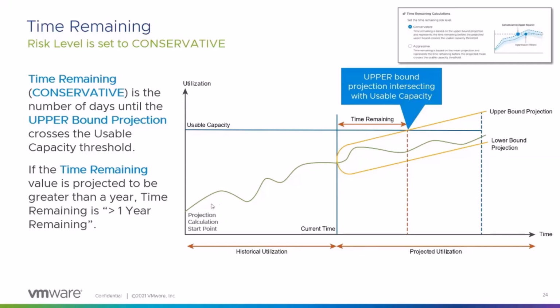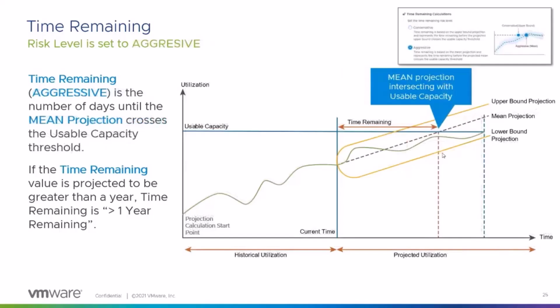Everything on the left is my historical utilization, and everything on the right is the projection we're looking at. With that, we'll switch over and show the aggressive. It should look very similar, but now we have this dashed line in the middle, which is the mean between the upper and lower bounds. Now we're looking at where that mean line intersects with my usable capacity, and that's where my time remaining comes from. So we've only shifted from looking at the upper bound to the mean.